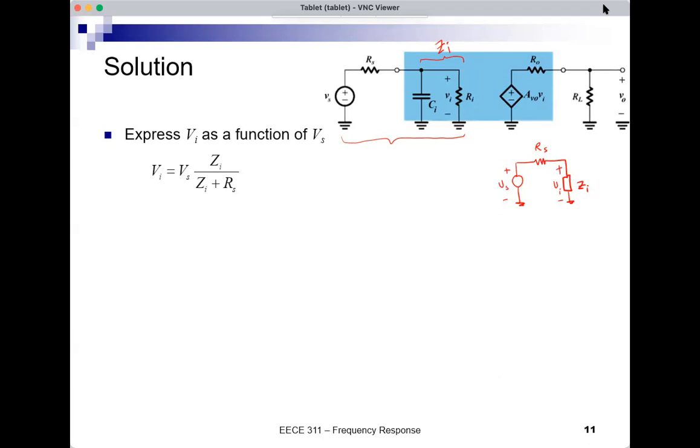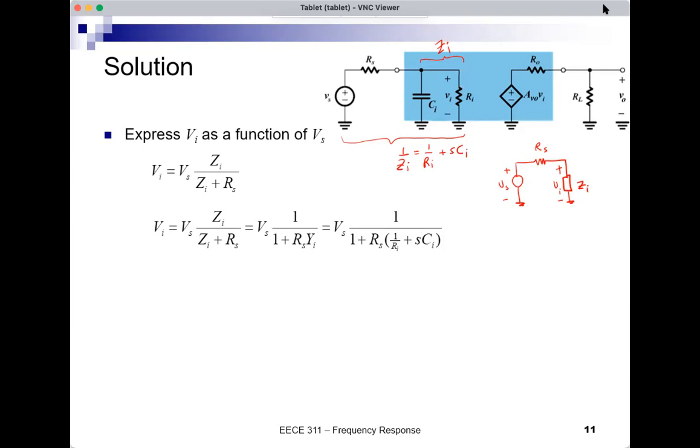I want the voltage across one of two impedances in series, it will be the value of the impedance times the sum of the two, divide by the sum of the two times the source. So Vi would be Vs times Zi over Zi plus Rs, voltage divider formula. Okay, what is Zi? Well, Zi is the parallel combination of Ri and Ci. So 1 over Zi is 1 over Ri plus sCi. That's a parallel impedance formula.